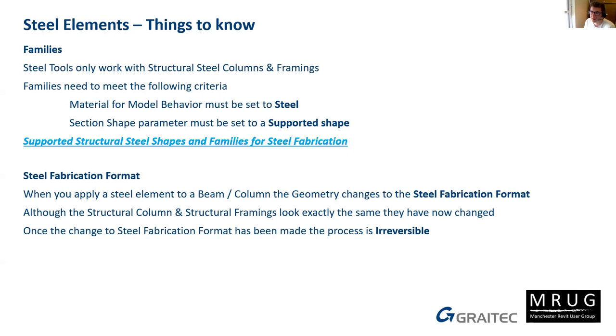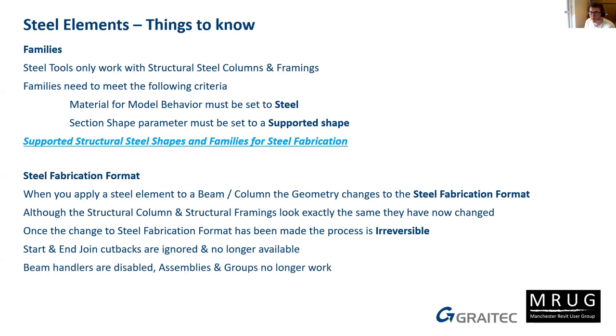Things like your start and end cutbacks are ignored as soon as you apply a connection and are no longer available. Beam handlers are disabled. You can't do groups or assembly. So it's just worth knowing this if you are going to look at these steel tools. And your standard Revit cuts and copes are now replaced with tools from the steel tab.